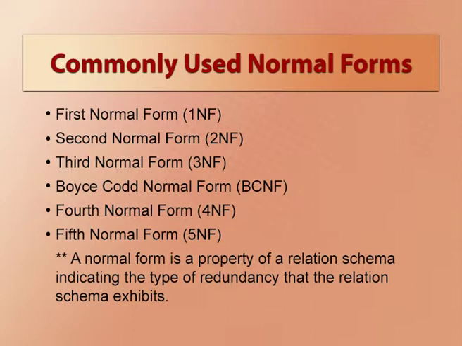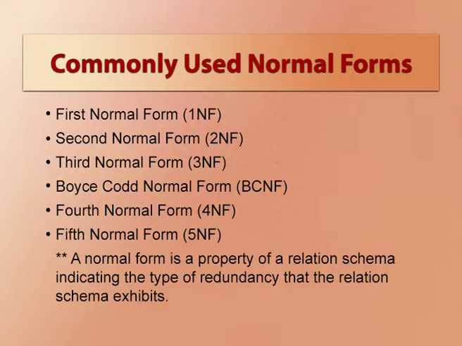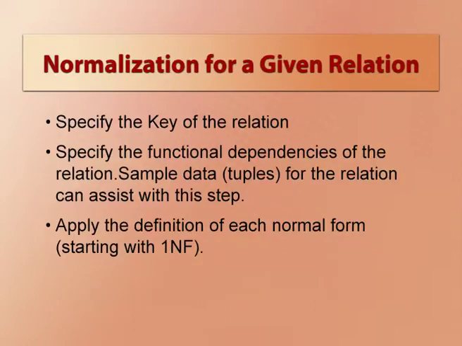A normal form is a property of a relation schema indicating the type of redundancy that the relation schema exhibits. Suppose it is in the second normal form, it means it has been rectified with the first normal form. If we are working on the second normal form, we can't go directly to it. First of all we see that it is in the first normal form, and only then can we work on the second normal form. Likewise, if we are in the third normal form, it should satisfy all the conditions up to the second normal form, and only then can we work with the conditions of the third normal form.